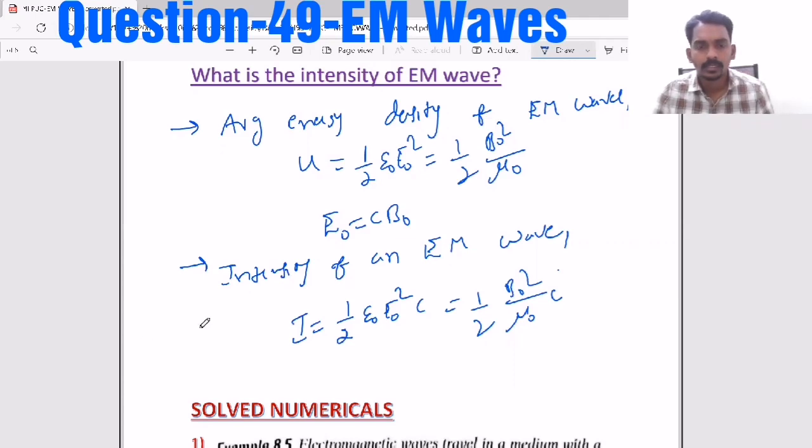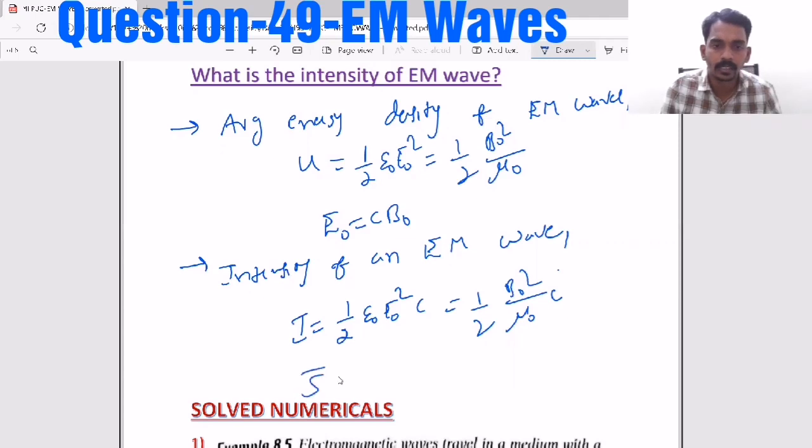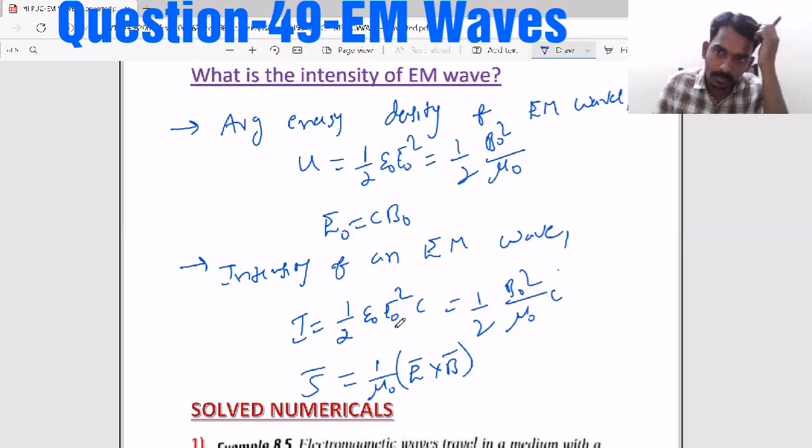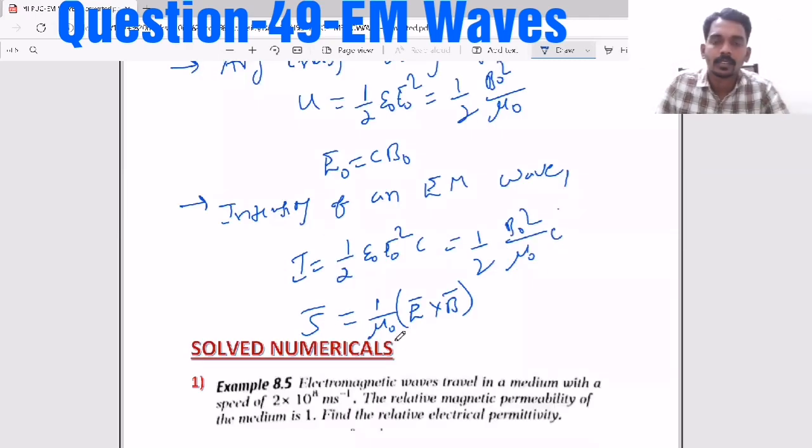And sometimes they will also ask about the Poynting vector, that is S bar equal to 1 by mu naught E bar cross B bar. So just try to remember. The Poynting vector S bar represents the direction of propagation along which the energy is carried. So the direction of propagation is always perpendicular to E bar and B bar, that is nothing but E bar cross B bar. So remember all these formulas, based on which they can ask questions.